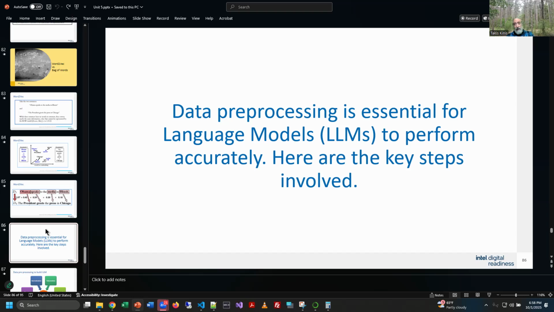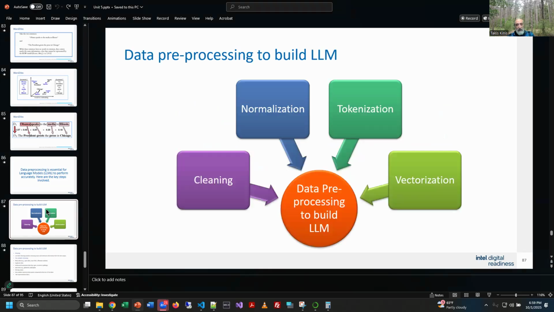So next slide. It says here that data pre-processing is essential for large language models to perform accurately. And here are the key steps involved. Let's take a look at those. First, we take our text and we clean it, right? Fix spelling, get rid of upper and lower case, ignore the punctuation, etc. Normalize it, tokenize it, split the words apart, and then start converting it into vectors. And then we have the data necessary to start building our large language model. And I think this is really fascinating. We have to go through all those steps.